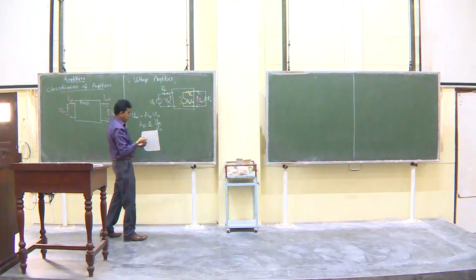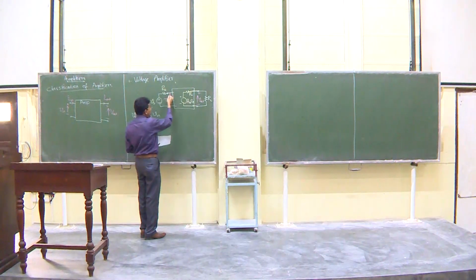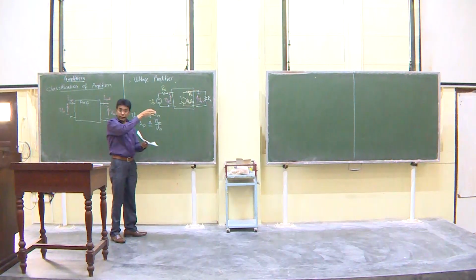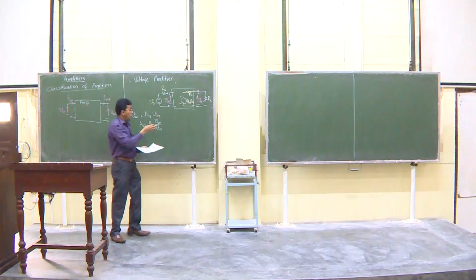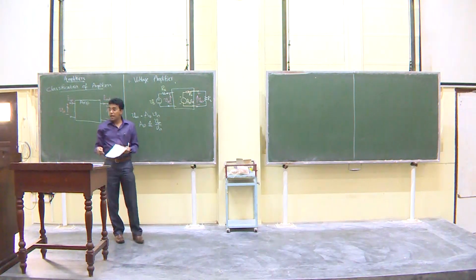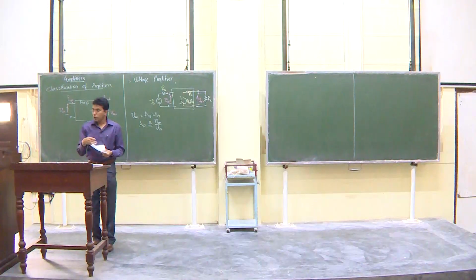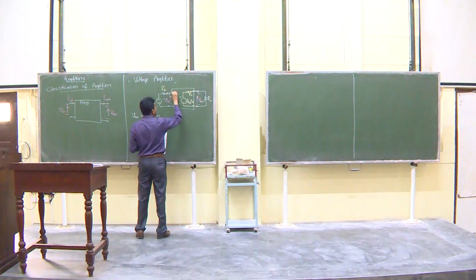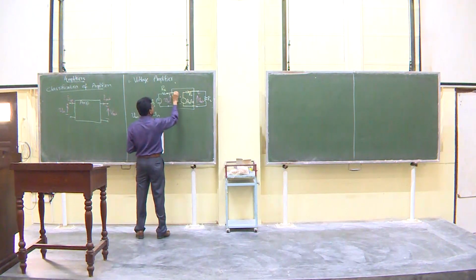And of course, the input: when I connect this to the Thevenin's equivalent circuit, in general this amplifier may have an input impedance. So what we mark this as is a resistor. This is R in.